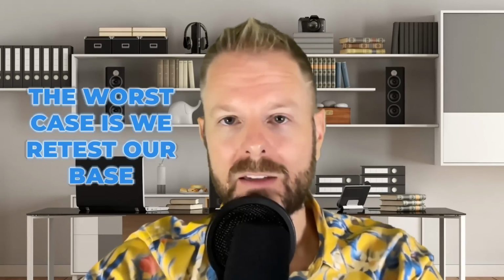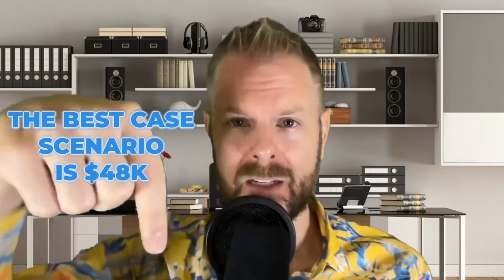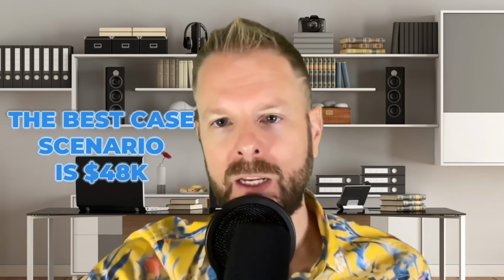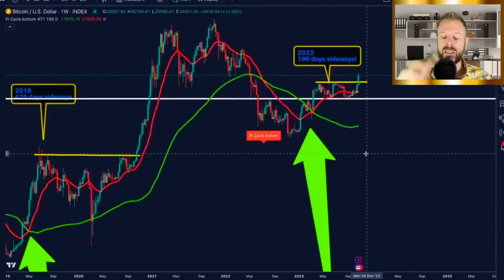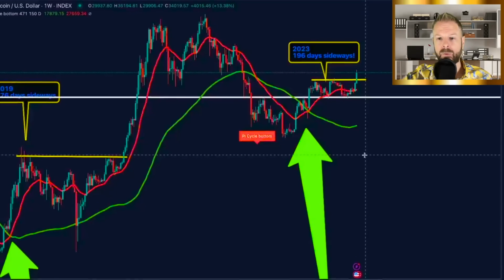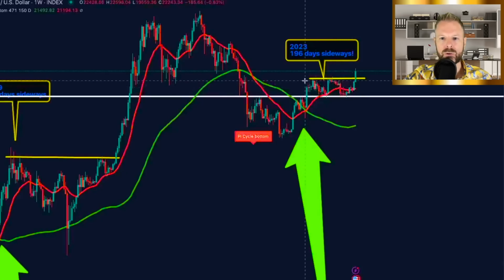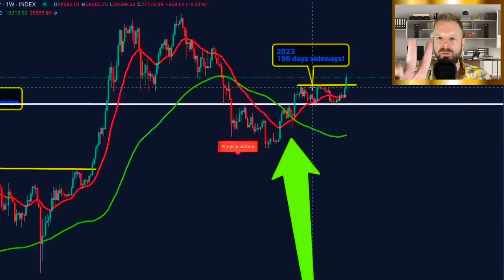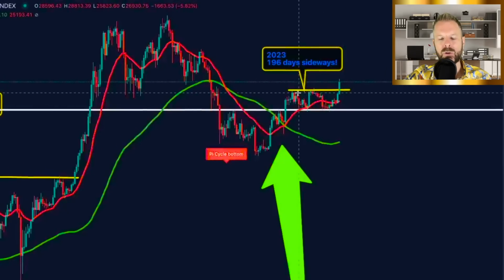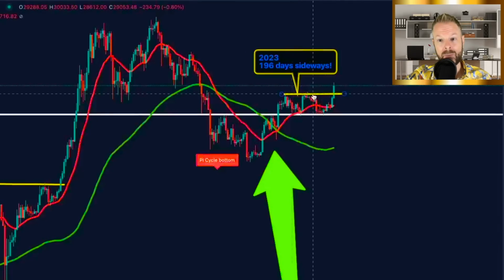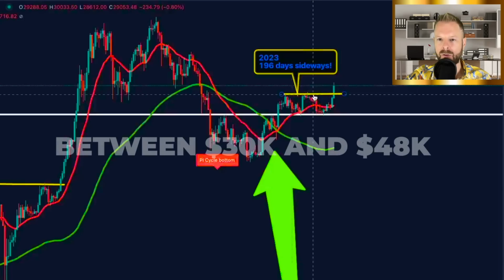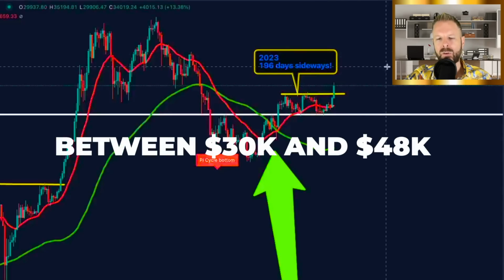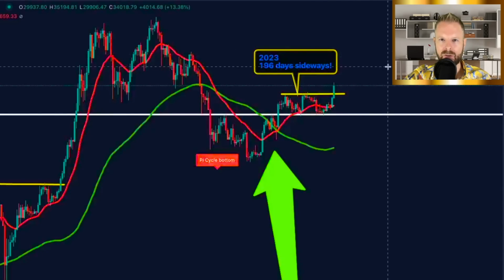Now, it's not likely we have a drop like this. And again, as I've told you repeatedly, the worst case is we retest our base. I've also told you repeatedly, the best case scenario for this calendar year is 48K. And I told you repeatedly, if we move into phase 2 of the bull, it's going to build market structure directly on top of this resistance. That's what phase 2 does. That means we would be range bound between 30K and 48K for the rest of the year if we enter phase 2 of the bull.